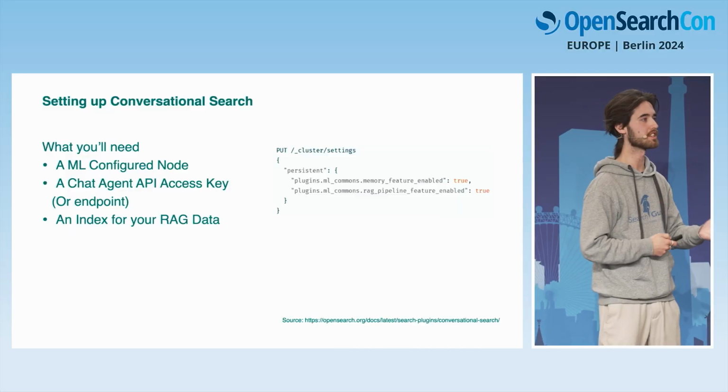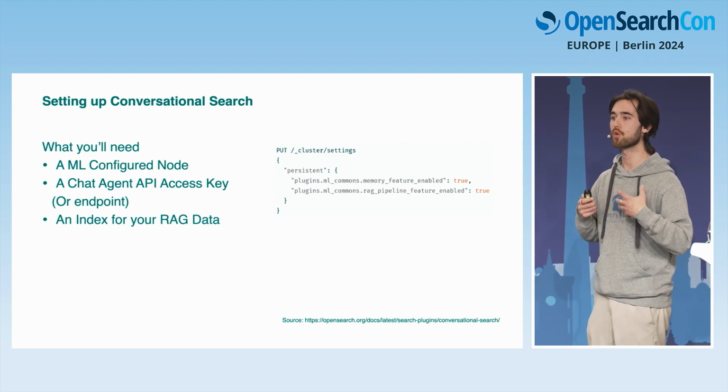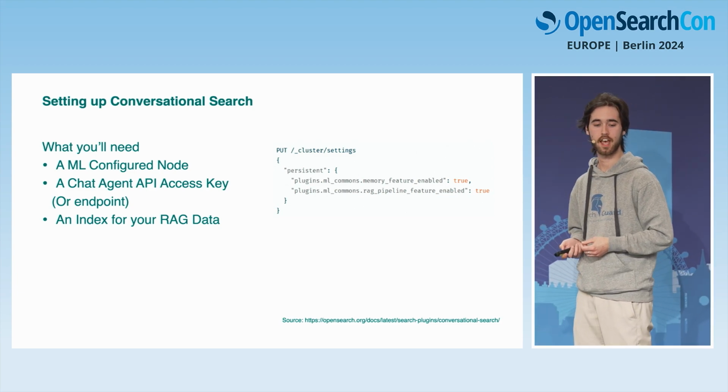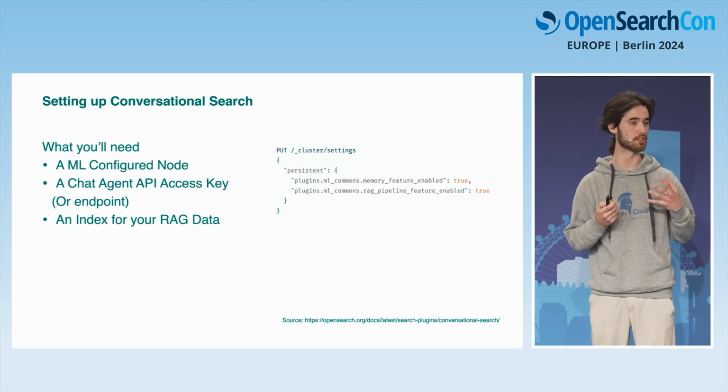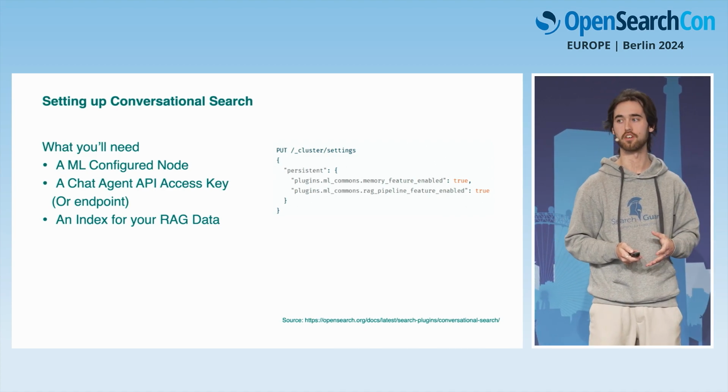So setting up conversational search, I'm just going to follow the documentation that is available on OpenSearch and the requirements for setting up a conversational search pipeline in one of your indexes. What you'll need is a machine learning configured node. It doesn't need to be specifically a node for the purpose of machine learning. It can be any node as long as the proper features and plugins are enabled. And those are the ML Commons plugin, the memory feature, and the RAG pipeline feature, as you can see here on the right.